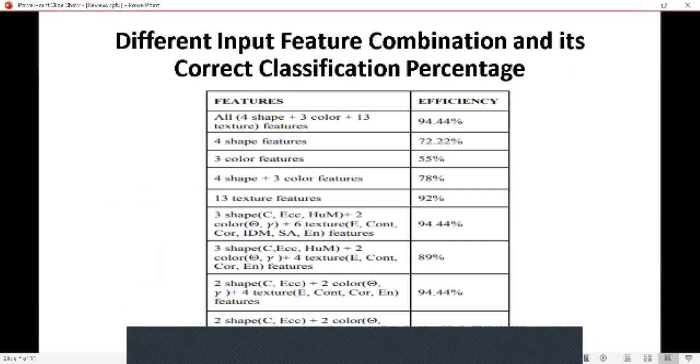This is the sample of the feature combinations and their corresponding classification percentage. So you can see there are features on one side, and there is efficiency, which is like the accuracy of the identification using these features. As you can see from here, there is eccentricity, there are Hu moments, which is labeled as HUM, and many others, which are also, of course, having their respective percentages of efficiency.